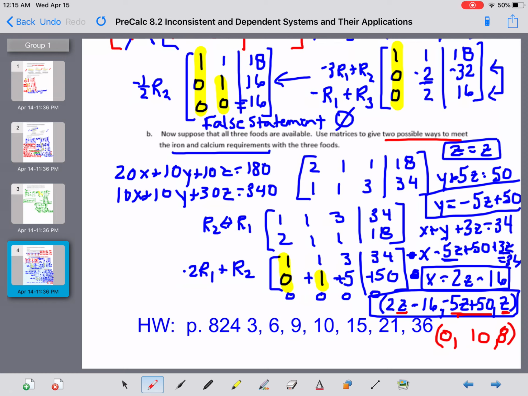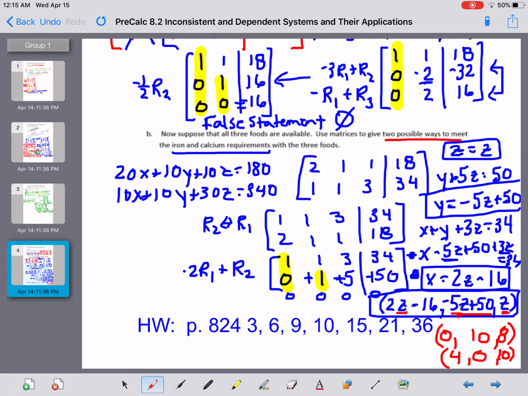So 8 worked. I think I could go as far up as 10. 10 would give me a 0 in the middle here. Negative 50 plus 50 is 0. And it's okay to have 0 of a food, just not negative. And when I plug it in for the x, 2 times 10 is 20, minus 16 is 4. So to be honest, I think the only numbers I could really use are 8, 9, and 10, because I can't get those negatives in there. So those are 2 possible combinations.